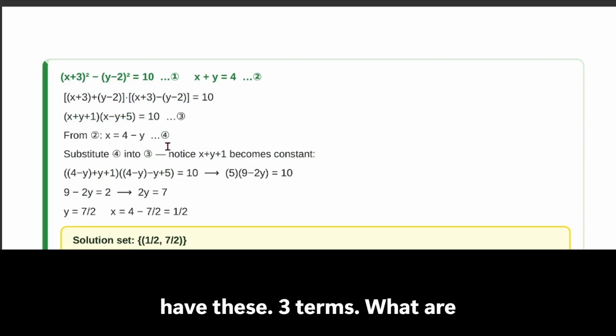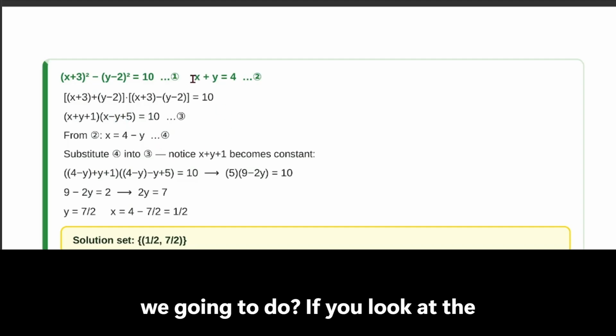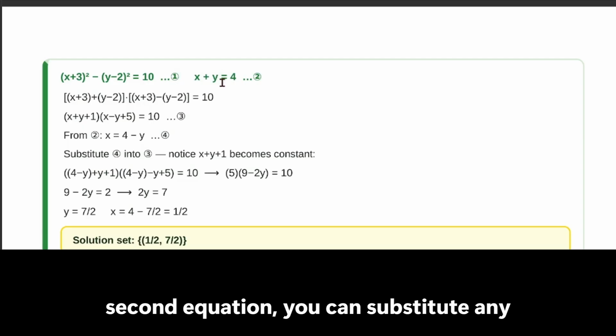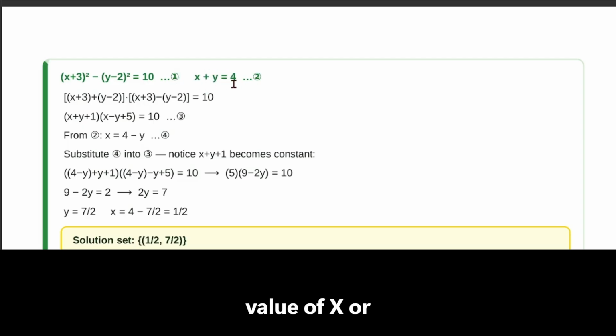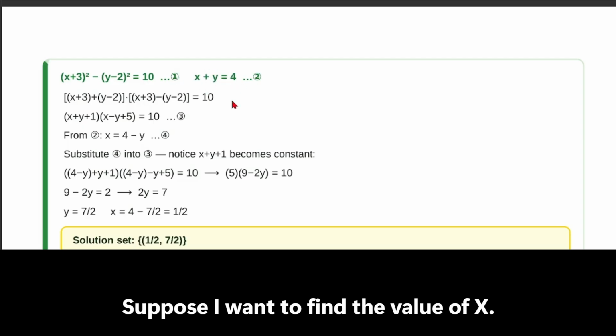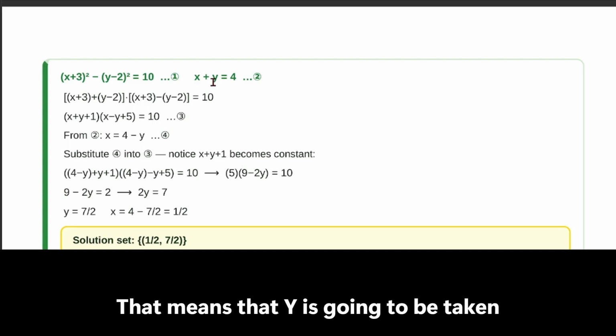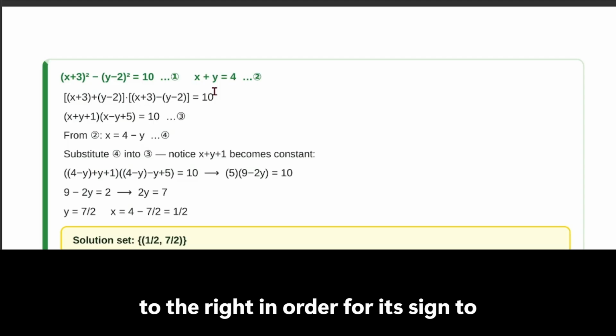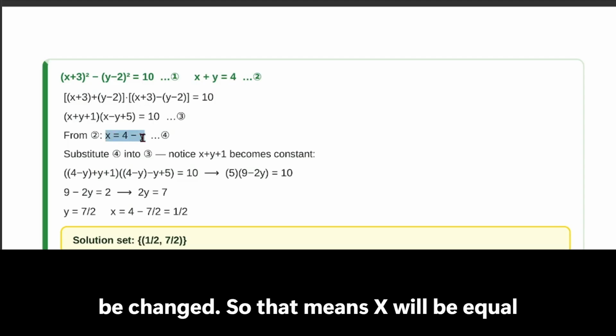So now we have these three terms. What are we going to do? If you look at the second equation, you can substitute any value of x or y. Suppose I want to find the value of x. That means that y is going to be taken to the right in order for its sign to be changed. So that means x will be equal to 4 minus y.